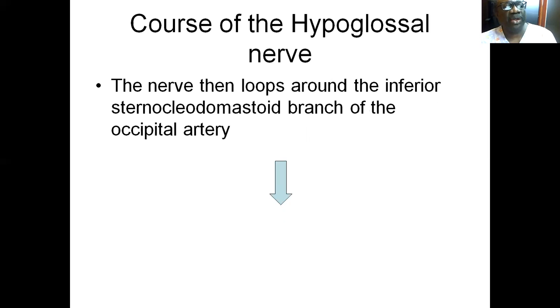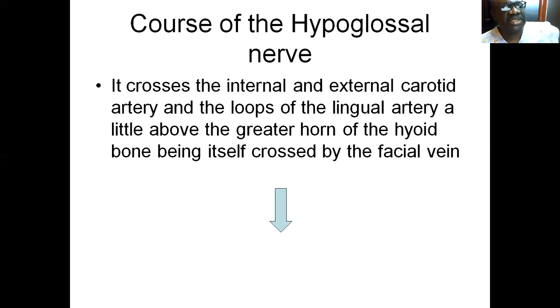The nerve then loops around the inferior sternocleidomastoid branch of the occipital artery. It crosses the internal and the external carotid artery, and then the loop of the lingual artery, a little above the greater horn of the hyoid bone, being itself crossed by the facial vein.